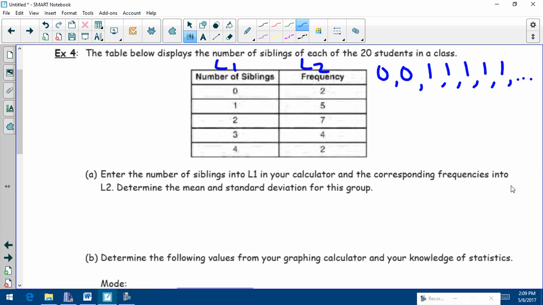Okay, so this time I'm still going to go to one variable stats. So calculator steps, I'm going to go stat, calc, 1 var stats.